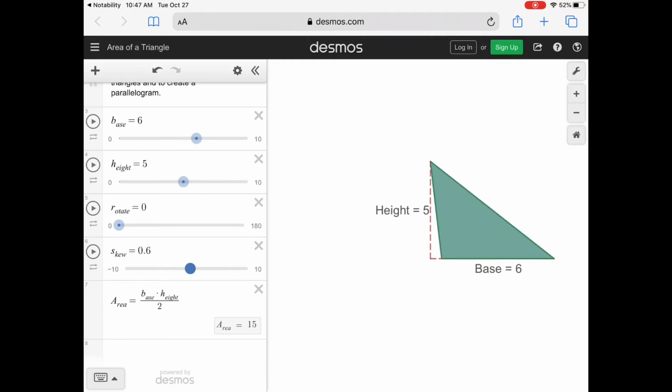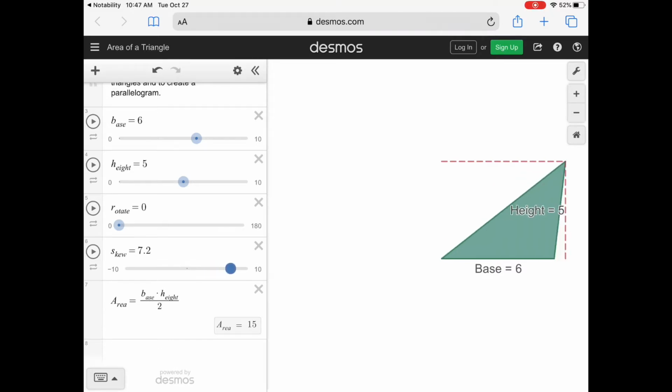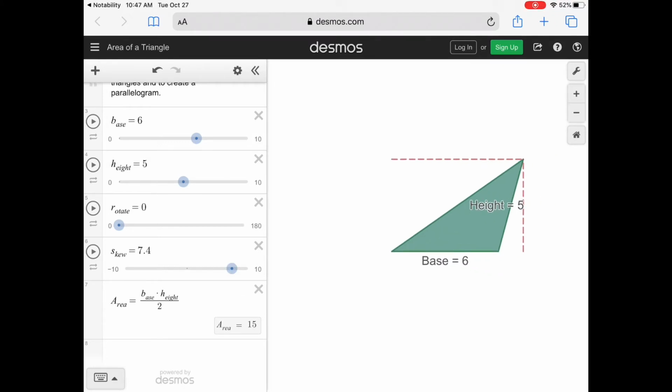And then if we skew it, notice that if we turn it this way and then the height is on the inside of the triangle, it still has an area of 15. And then if we skew it a little bit more the other way, look, still an area of 15, even though the height and the base has changed.